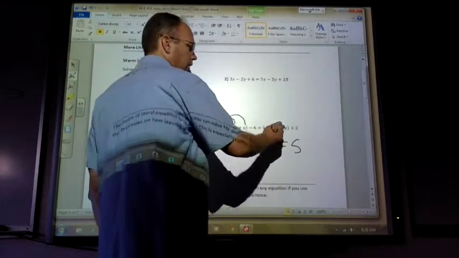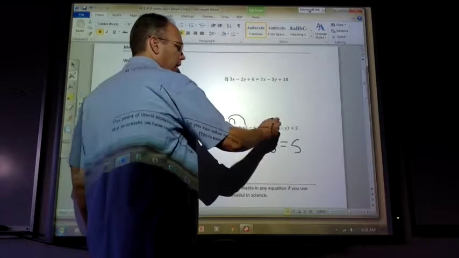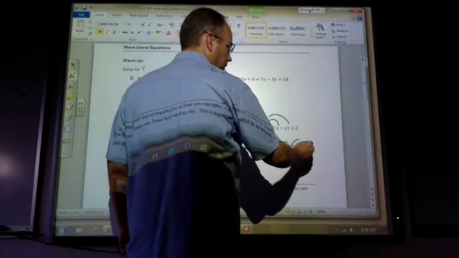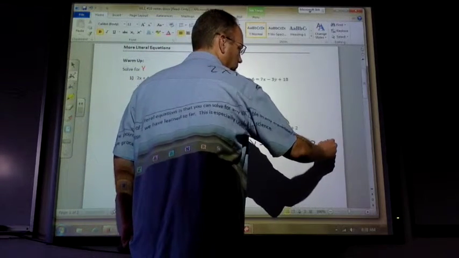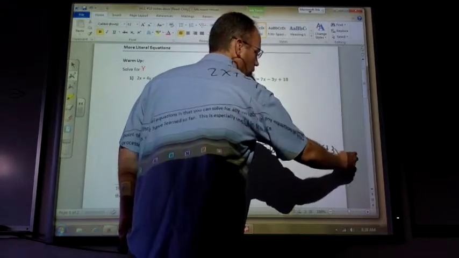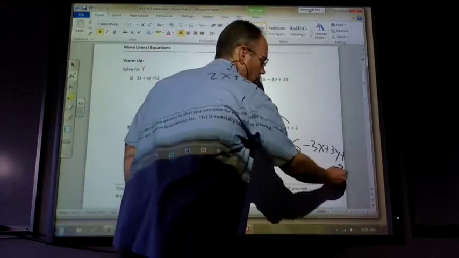I'm going to distribute what on this next one? Negative 3. Good. Don't forget the negative. That's where a lot of people make mistakes. So negative 3x plus 3y plus 2.